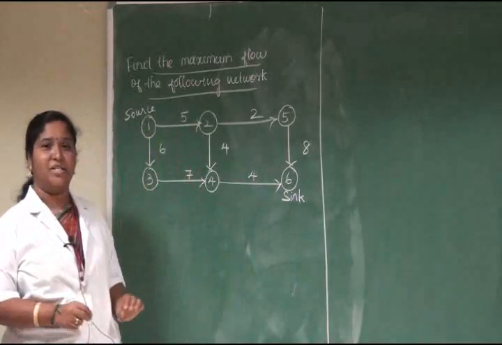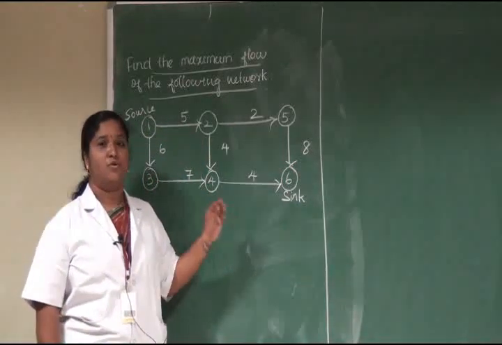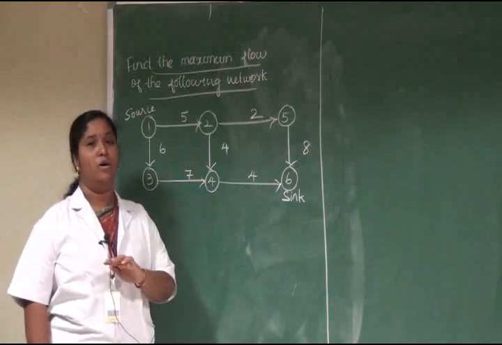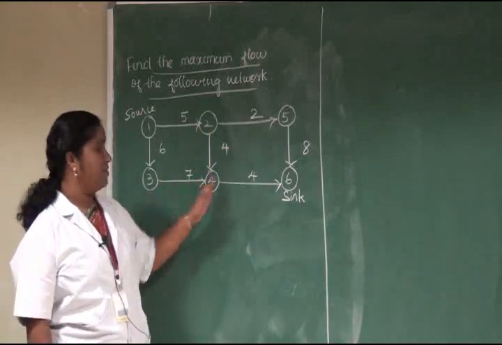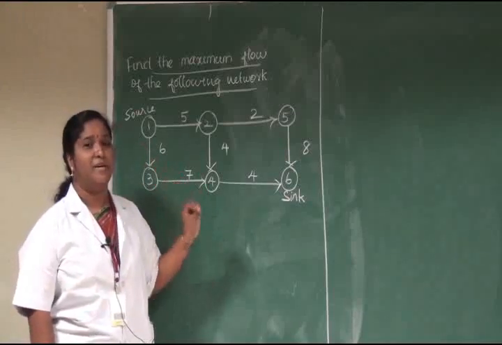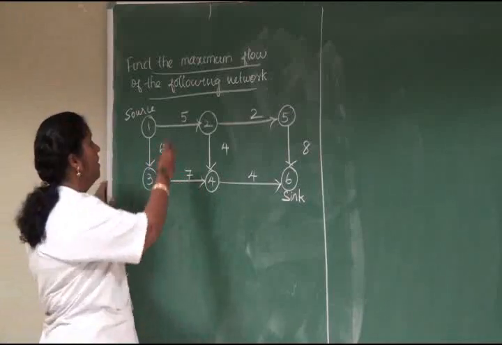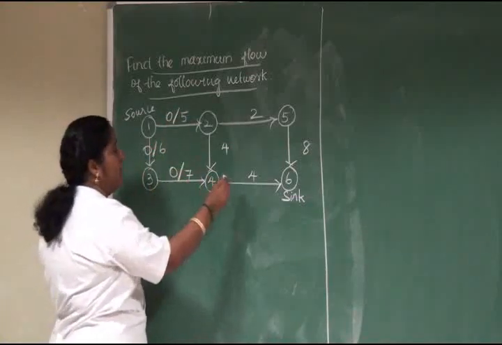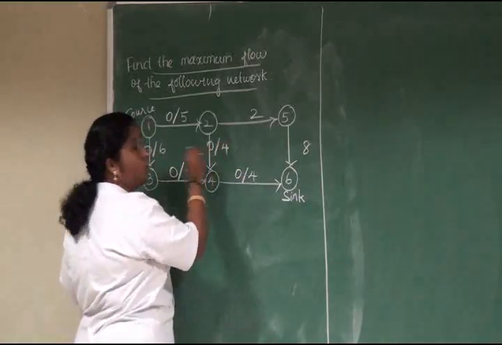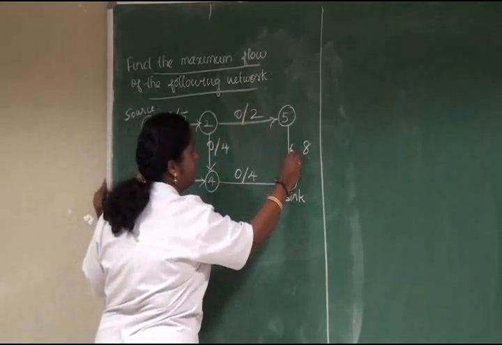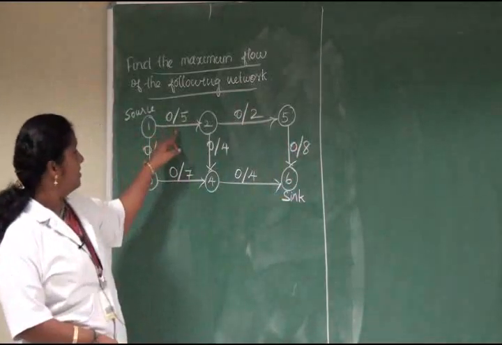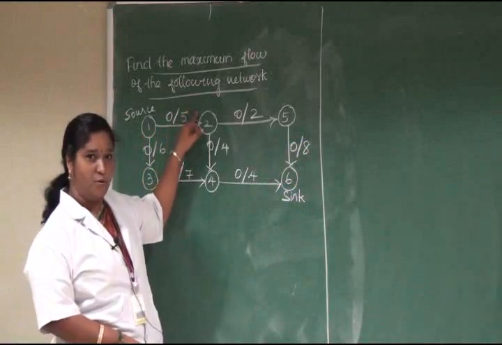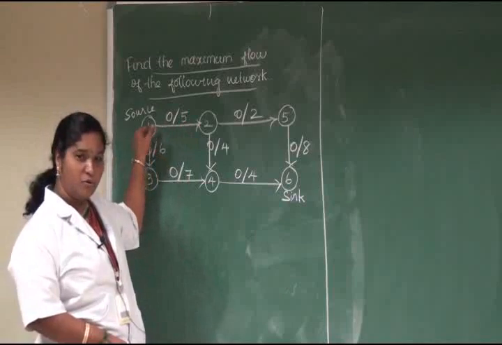Now we are going to apply the iterative improvement method for solving this problem. The first step is the initialization step, where we give 0 as the flow value of all edges. So all edges get a flow value of 0: 0 by 5, 0 by 6, 0 by 7, 0 by 4, 0 by 4, 0 by 2, 0 by 8. For example, 0 by 5 means that through this edge you can send a maximum of 5 units, but currently we have only 0 flow through this edge.